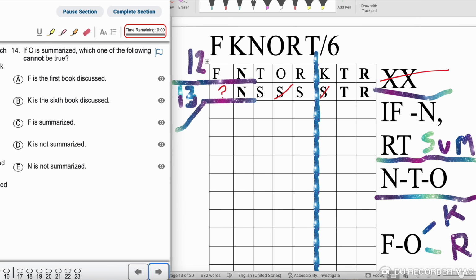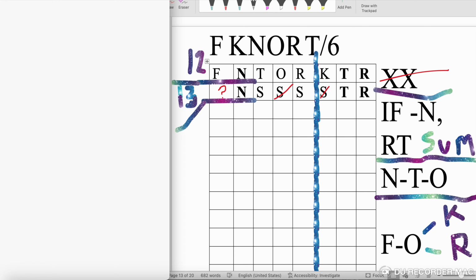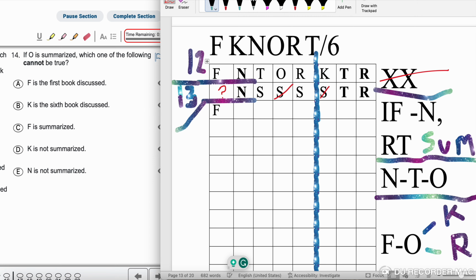So for question 14, let's go ahead and generate a world where O is being summarized. In that world, we want to see which one cannot be true. So right now, we're going to see if O is summarized. With O, F, T, and N have to go before O, so O is going to be in the fourth position. Now that we have a world where this works out, let's go ahead and see.